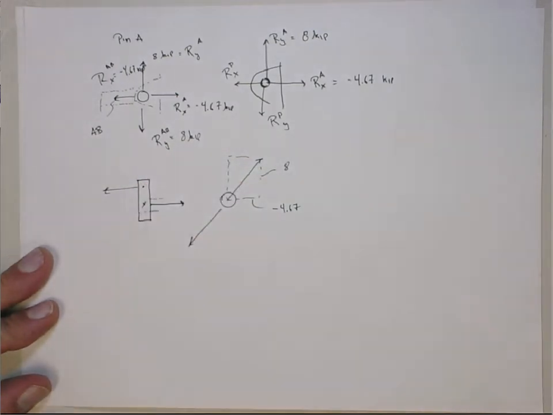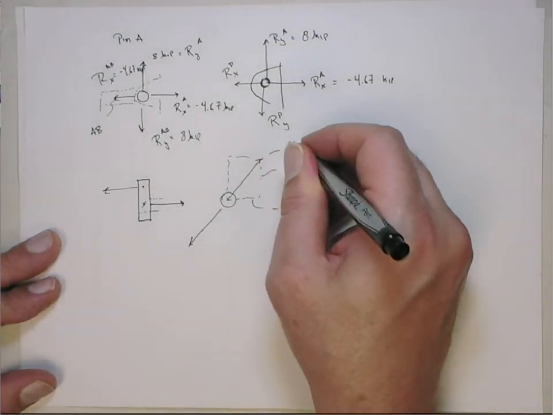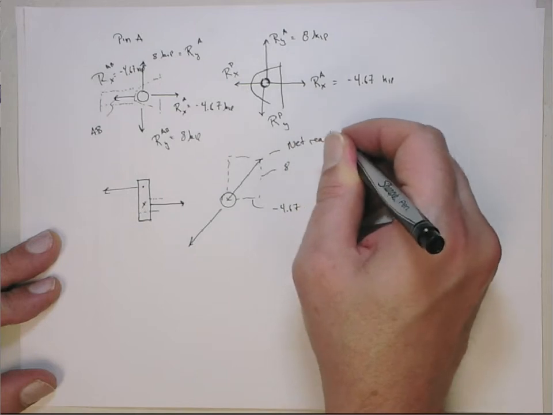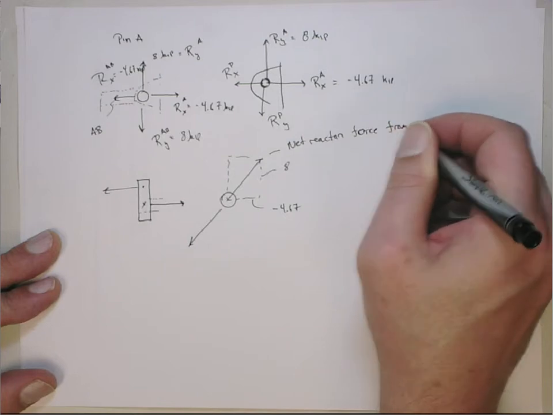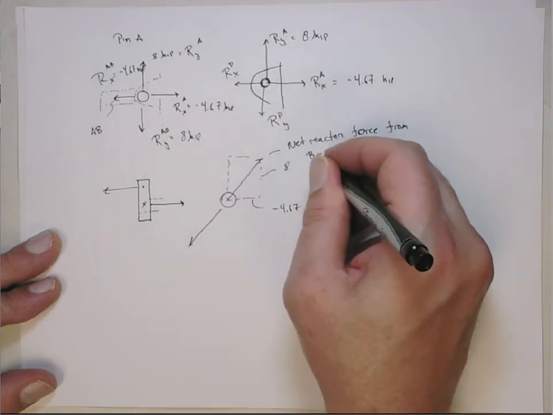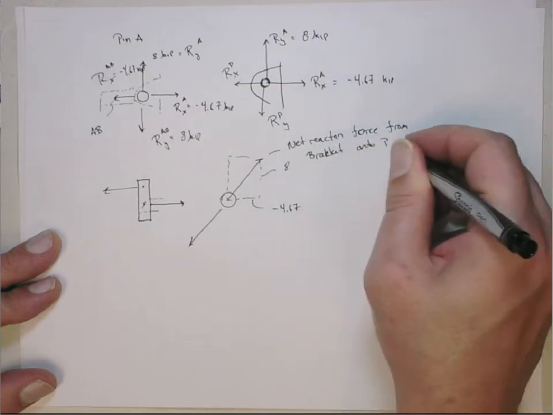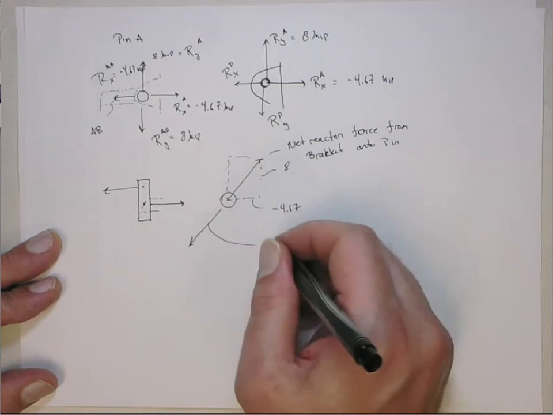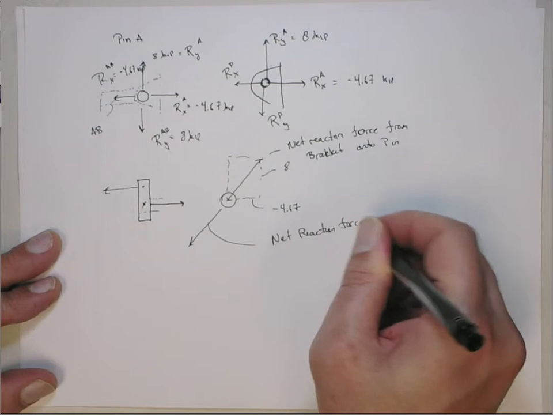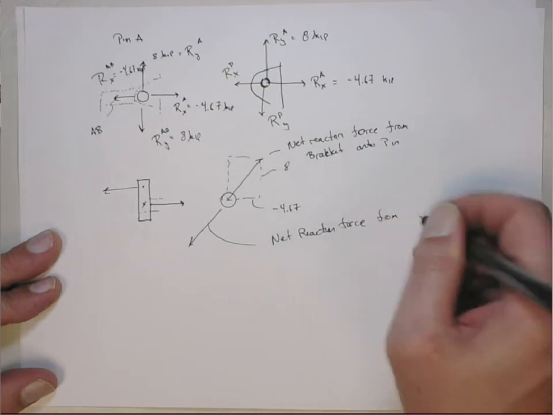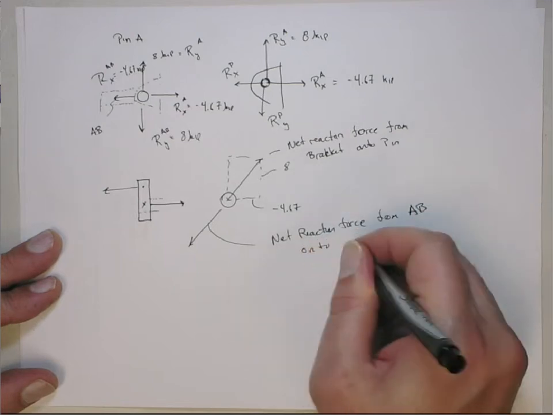I have a tough time always drawing those. Probably easier if I draw it in 3D. So this is the net reaction force from the bracket onto the pin. And then this is the net reaction force from member AB onto the pin.